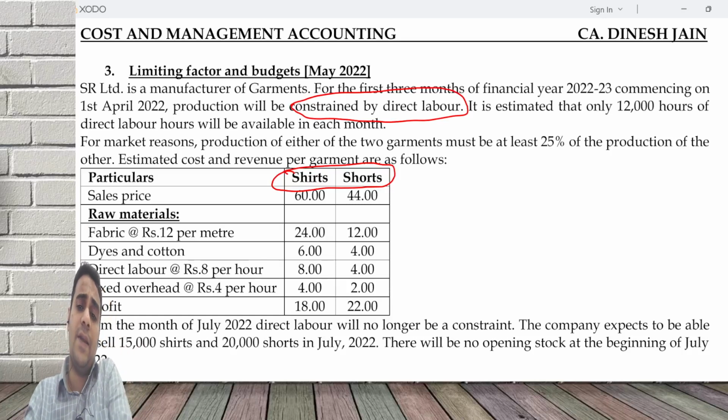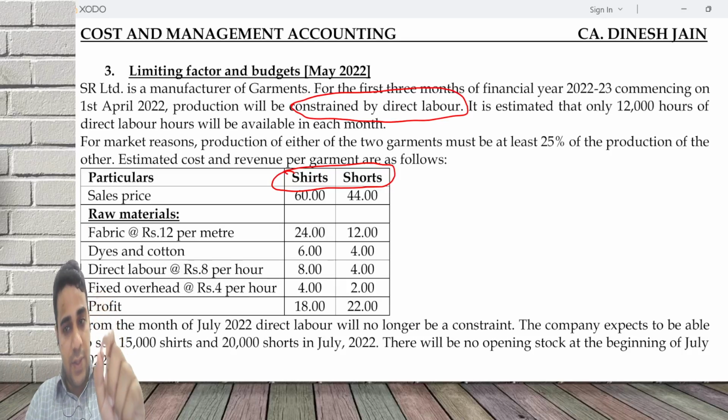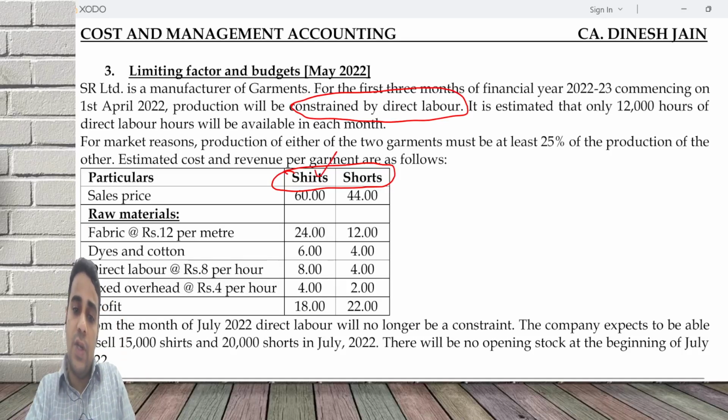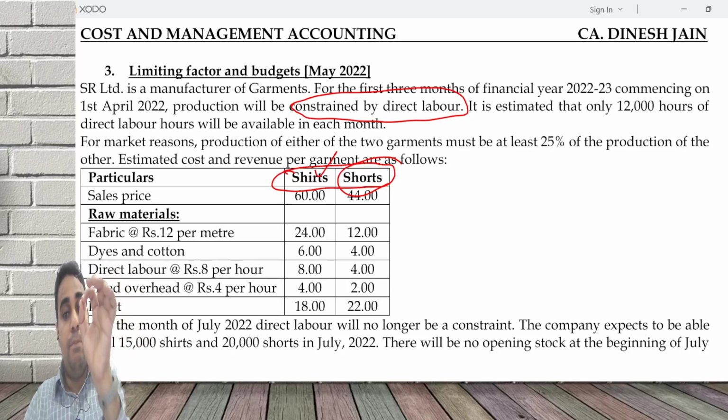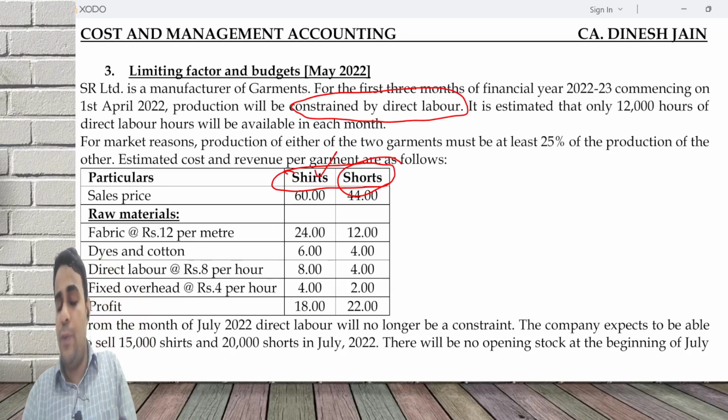Here, 12,000 hours of direct labor hours is available, and according to company policy, if you focus more on shirts, shorts should be at least 25%. I'll call them A and B because shirt and short would get confusing. If you produce A, B should at least be 25% of A, and if you focus on B, A should at least be 25%. Estimated cost and revenue is given: sales price, raw material, dyes, direct labor, fixed overhead, profit.